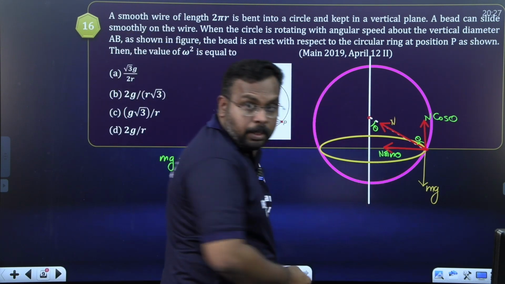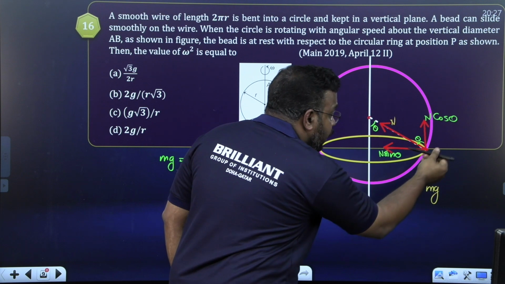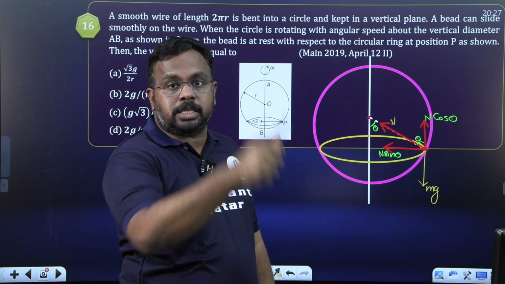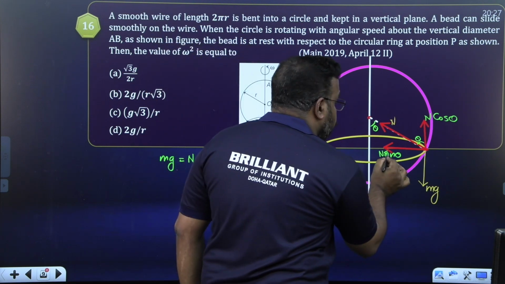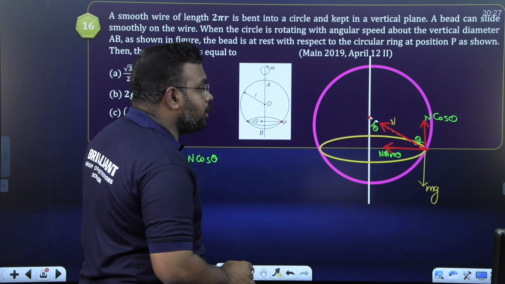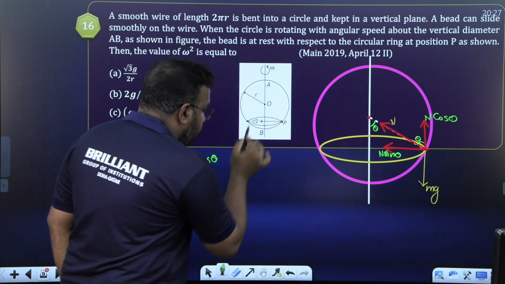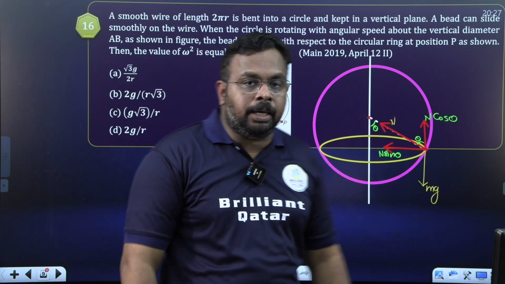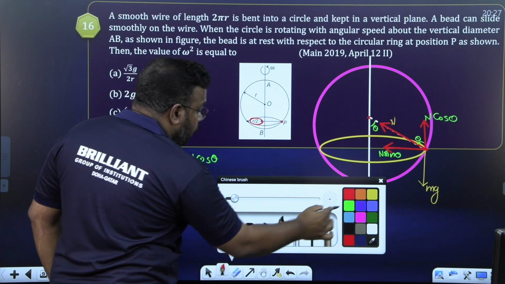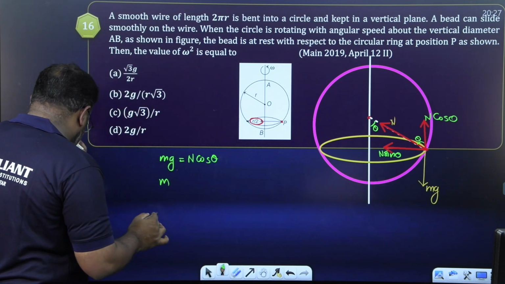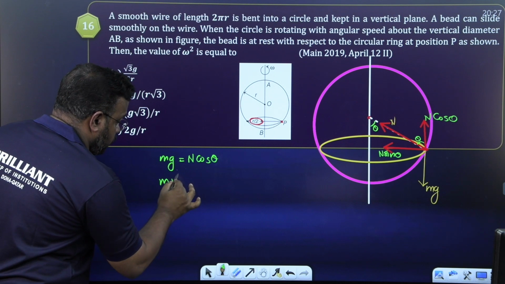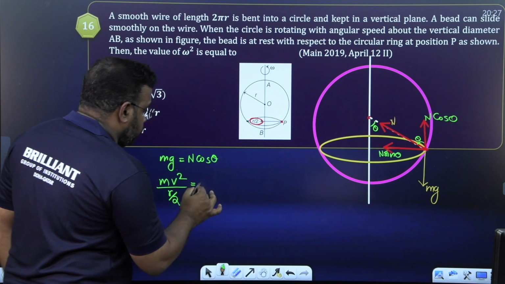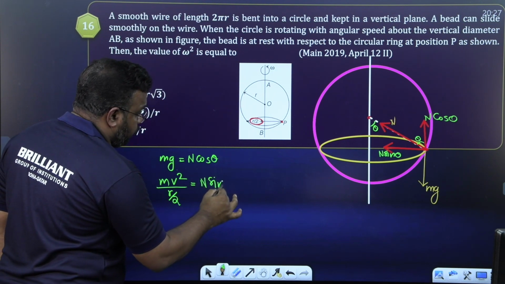Now, one more. Then the question is, what is the role of N sin theta? N sin theta is acting in this direction. That bead is moving in a circular path. It needs centripetal force. So who will provide that centripetal force? N sin theta. So N sin theta is providing the centripetal force. But remember students, the radius of that track, check this diagram, is given as r by 2. So when we are writing the centripetal force formula, we can write m v square by r by 2. It is provided by whom? N sin theta.